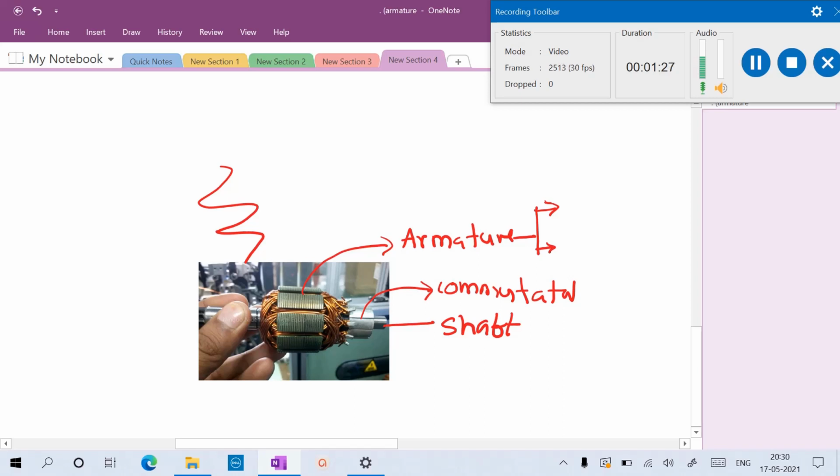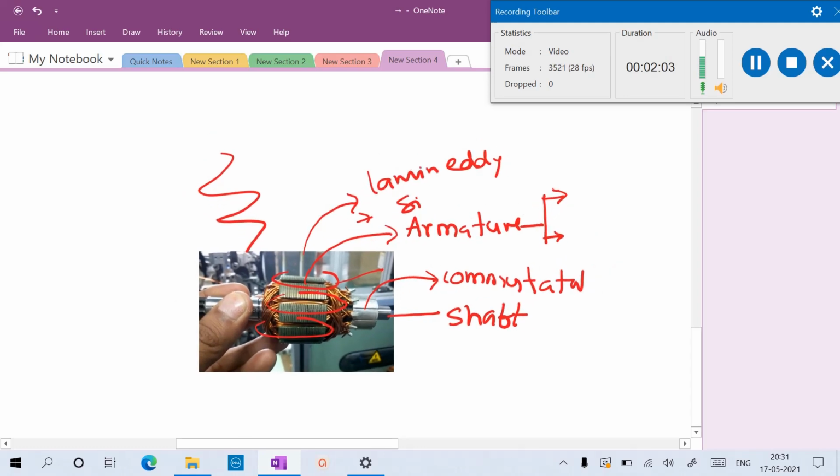The armature winding is wound on an armature core. The core is laminated to reduce the eddy current losses. At the same time, the material generally used is silicon steel to reduce the hysteresis losses. If you observe, this is the iron core, and there are slots here. In the slots, we are going to insert our winding. You can observe it clearly.